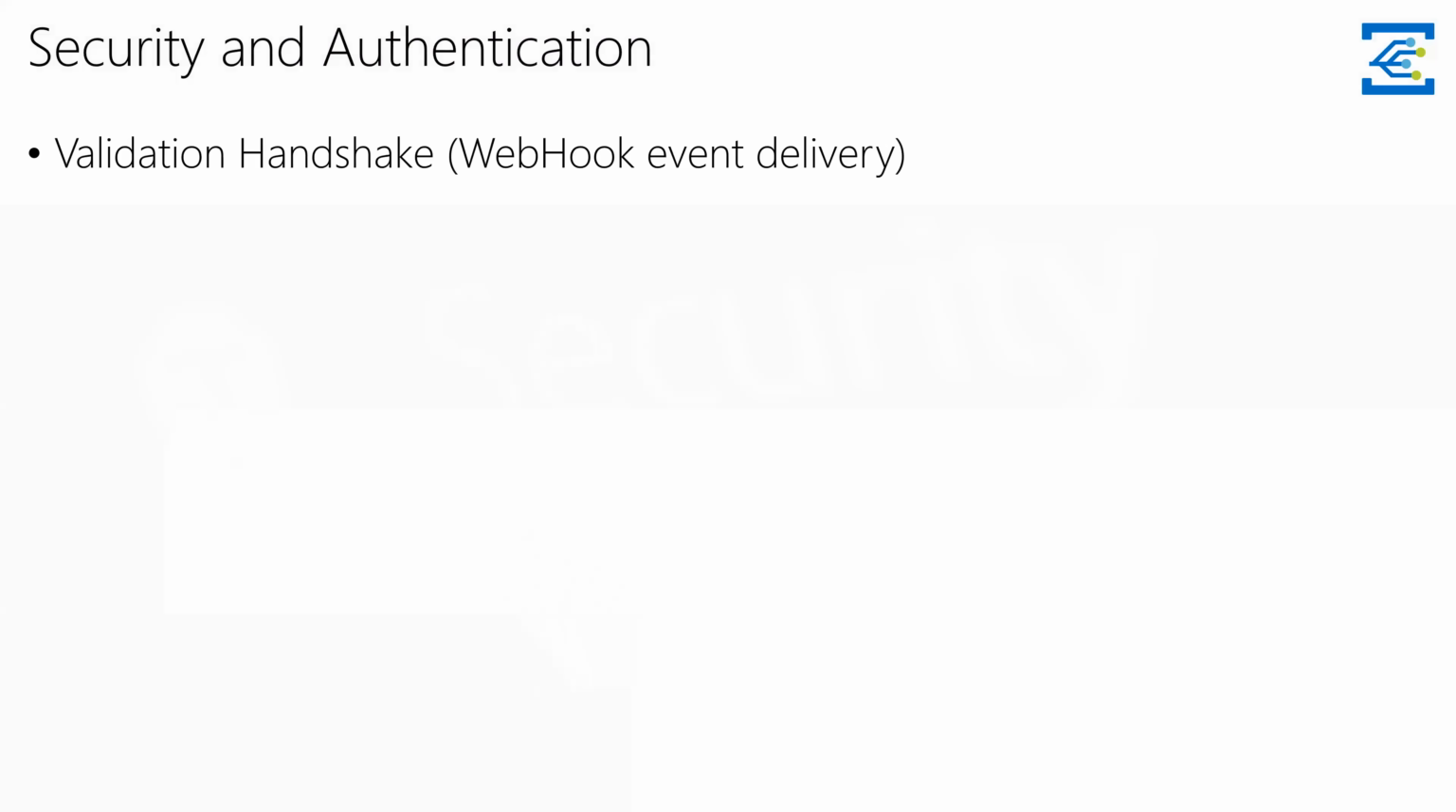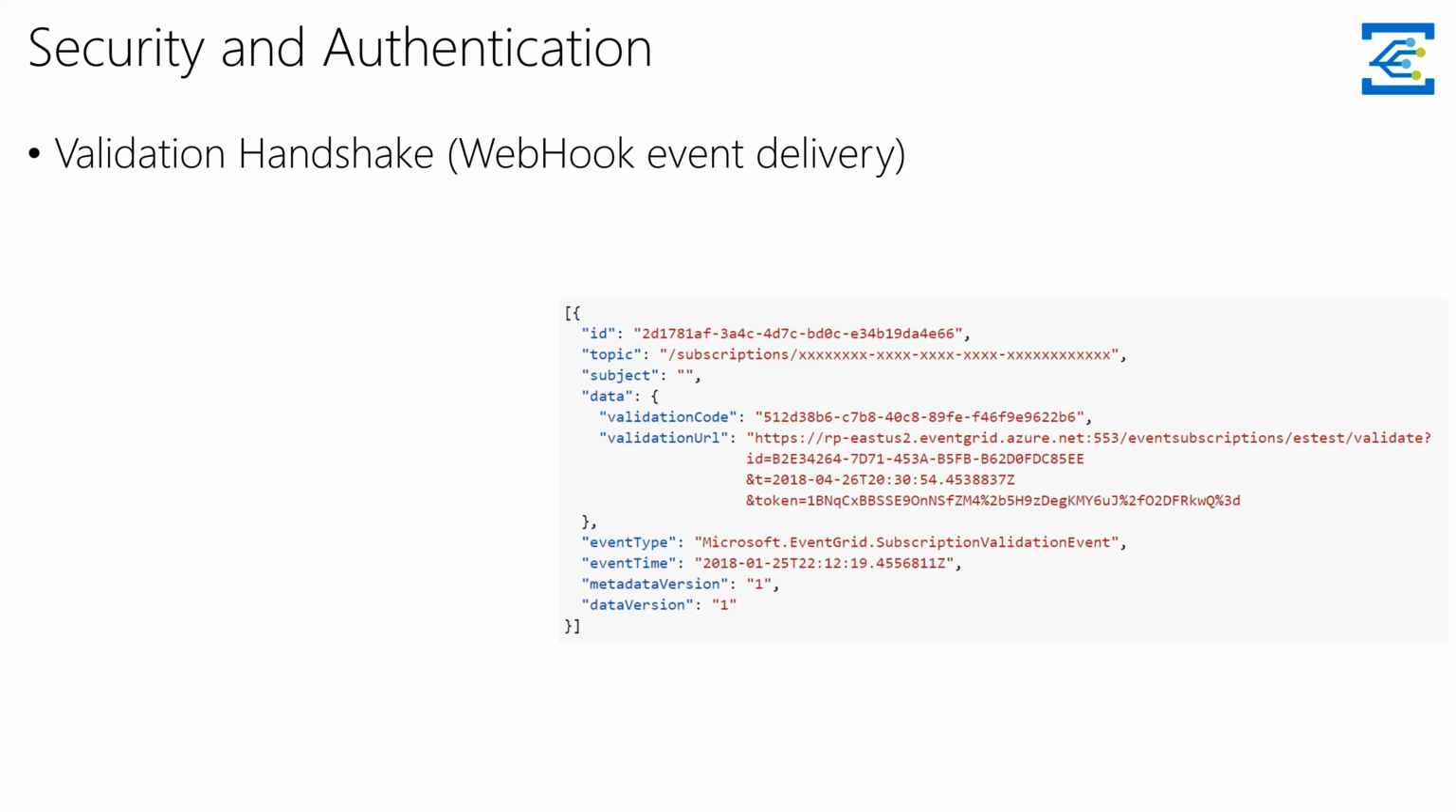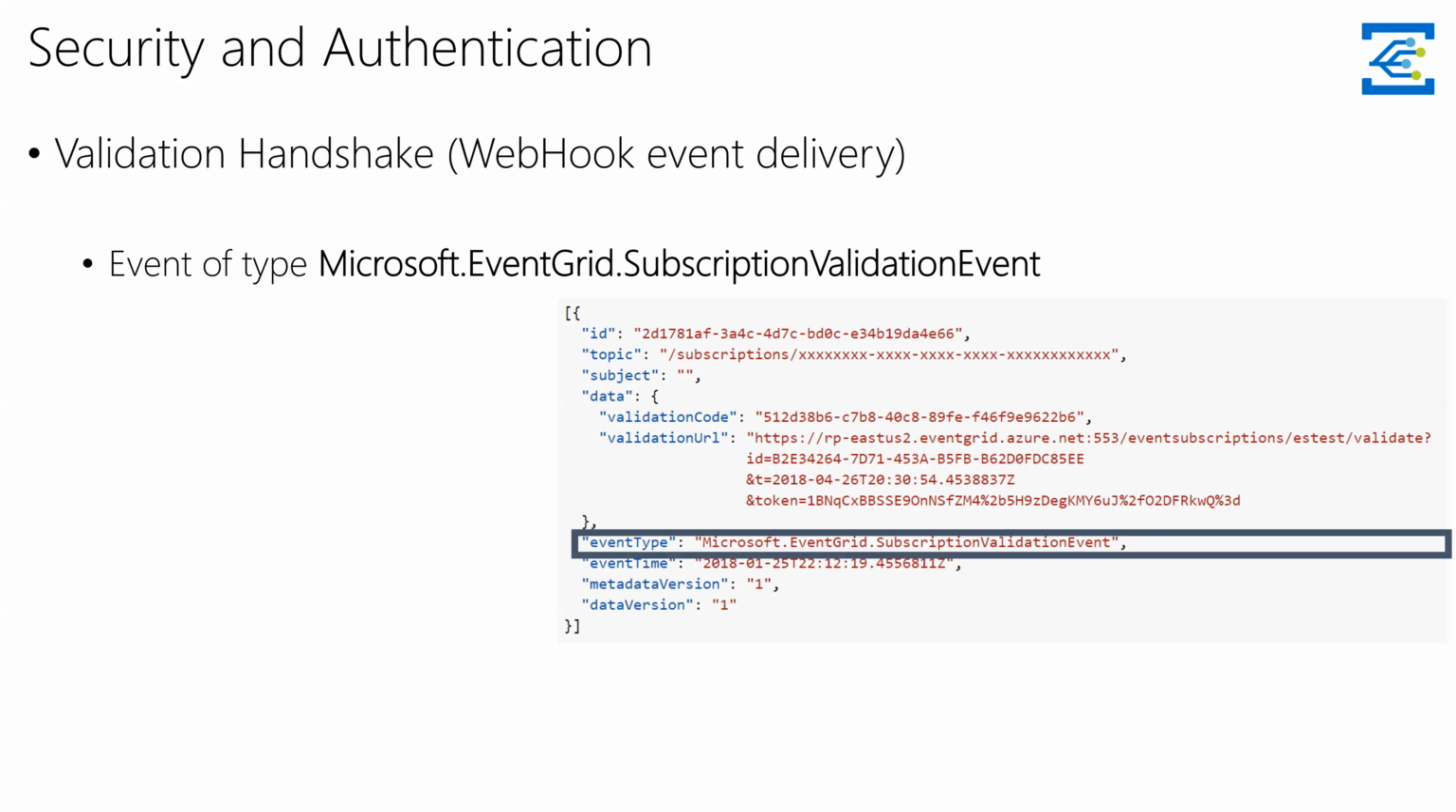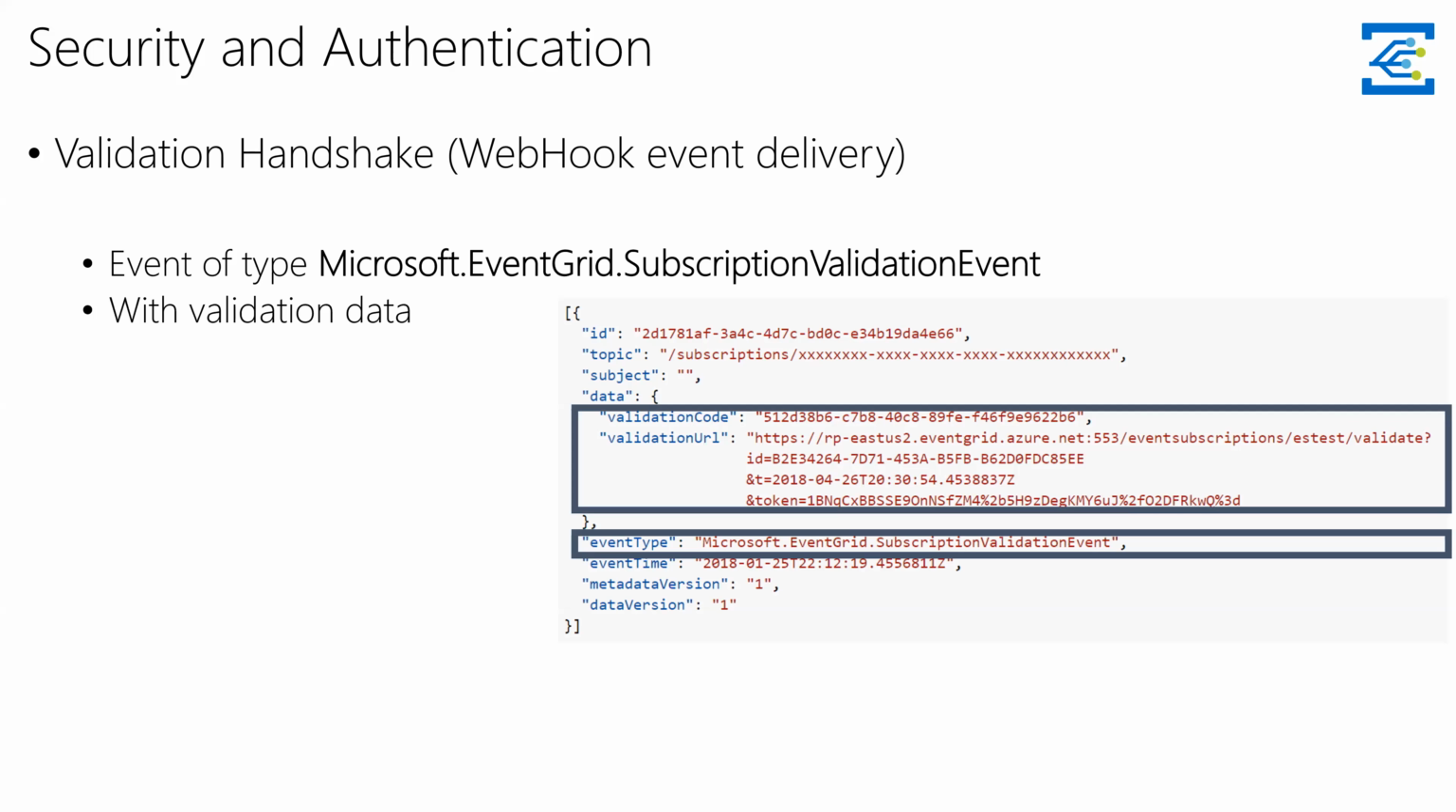Now, when it comes to security, there's a validation handshake for the subscribers to ensure that no one has subscribed accidentally or did not intend to receive those events. What happens is the event is of a very specific type, a subscription validation event, and its payload contains the validation code that has to be sent back to a very specific URL. Basically, proof of the intent to subscribe. You need to echo back that validation code.